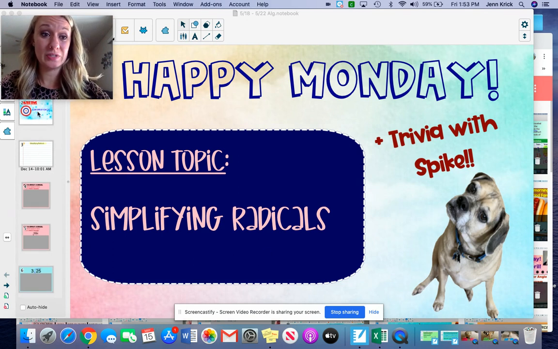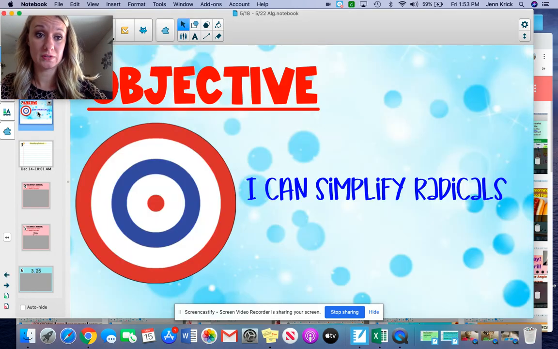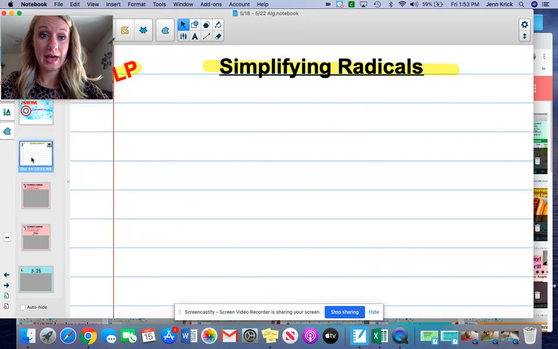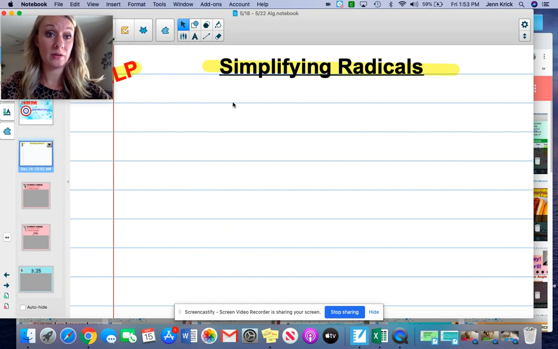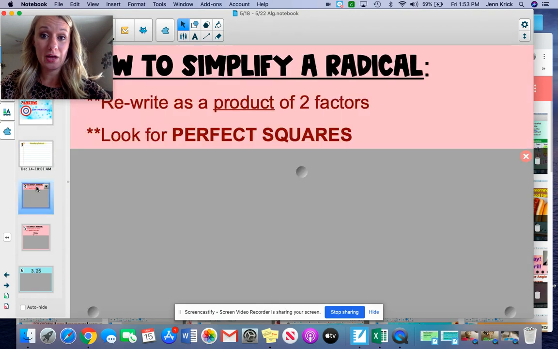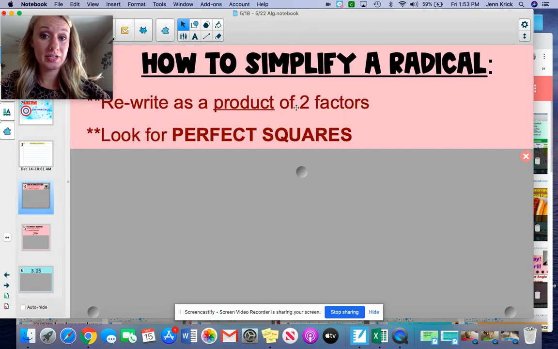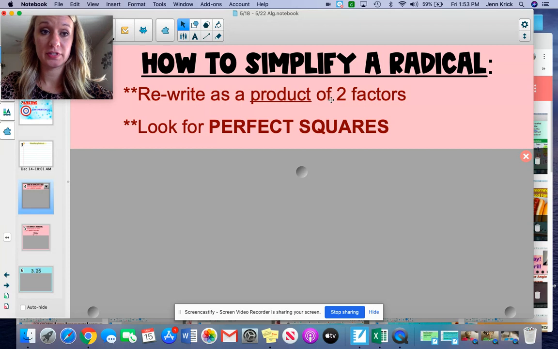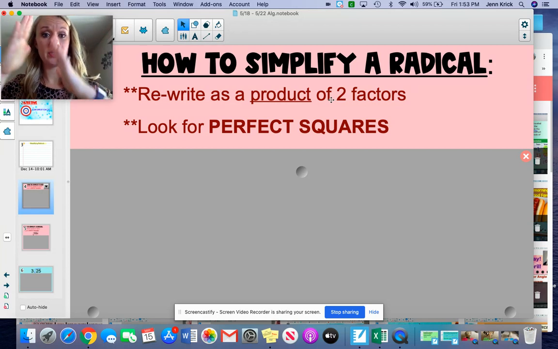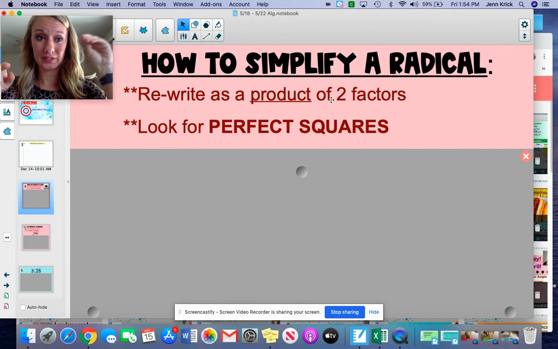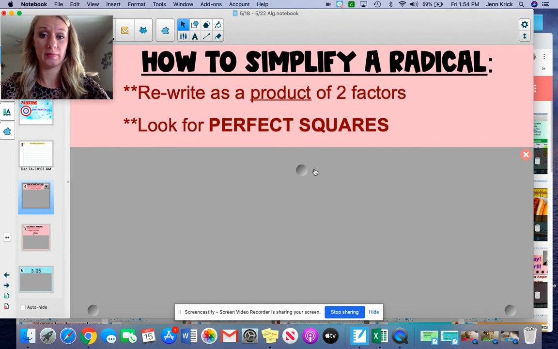Okay. So today your objective is for you to be able to simplify radical expressions. So we're just simplifying radicals. So in your notebook, I don't know what page you're on, but this is chapter 10 and we're looking at simplifying radicals. Essentially, there's two steps for simplifying a radical. The first thing that you want to do is once you see it, you want to rewrite it as a product of two factors. And within those factors, you're really hoping that one of them is a perfect square. So let me show you what I'm talking about here.